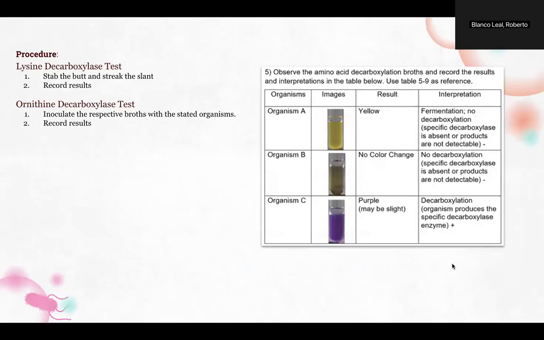This will be the procedure. Basically, for the lysine decarboxylase test, we inoculate the respective broths with the starter organism, stick the tube, and record the results, and let it grow for a couple of days, or one day. For the ornithine decarboxylase test, we inoculate the respective broths with the starter organism and record the results. So basically, we grab some from our plate, from our broth, put it inside the tube, inoculate it, a streak, and that's it. And for the other one, it was basically again get some sample from a tube, shake it with our loop, put it in, and let it grow.